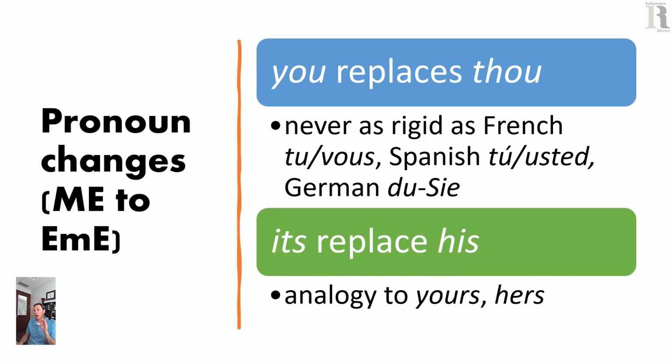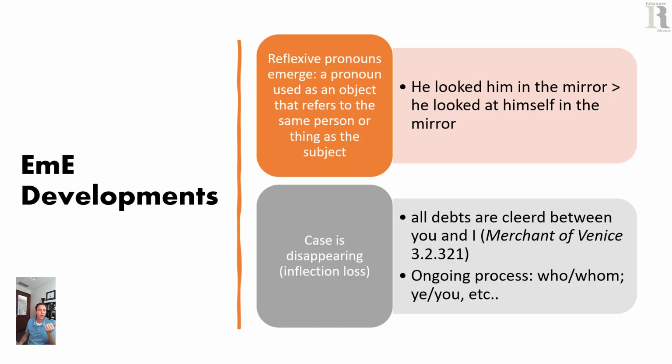Okay, let's talk about some other early modern English developments in morphology now. One, reflexive pronouns emerge. A reflexive pronoun is a pronoun used as an object that refers to the same person or thing as the subject. So in Middle English or very early modern English, he might have said, he looked him in the mirror, right? But then later we get this himself. This is a form that emerges in the early modern English period. Didn't exist in Middle English.